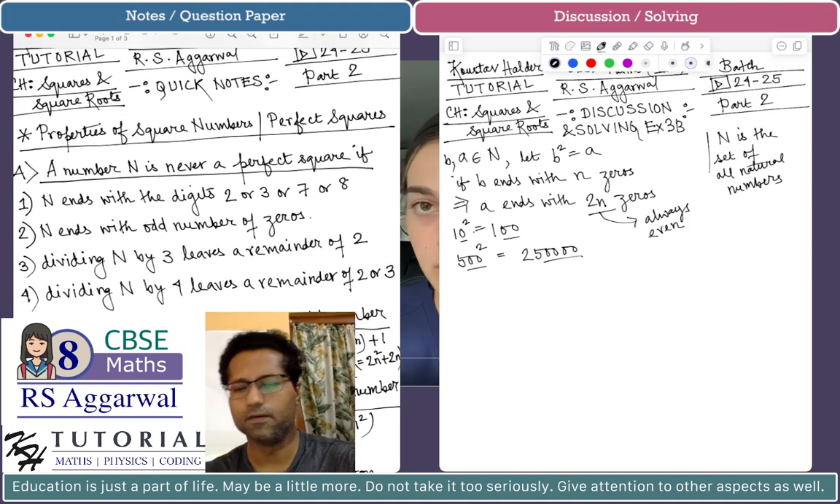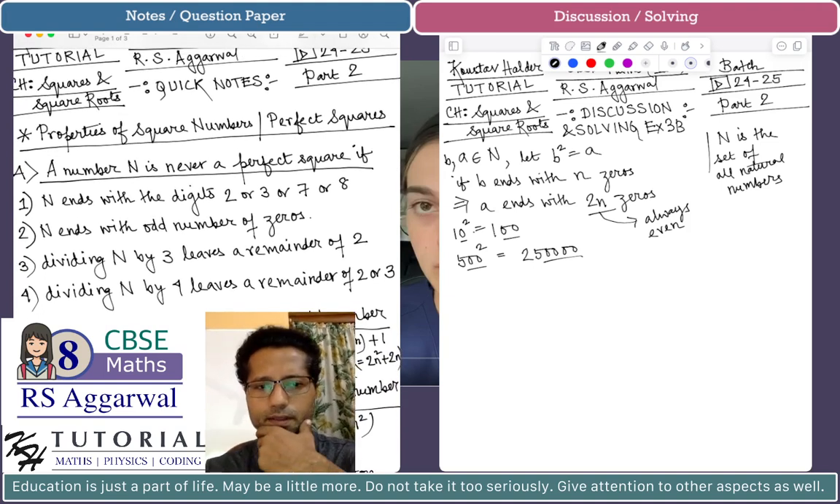Also, for a given number n, if you divide it by 4 and it leaves a remainder either 2 or 3, then also the number is not a perfect square. These two things you have to remember. Given a number, you can quickly check whether it's a perfect square or not. You divide it by 3. If it leaves a remainder 2, it is not a perfect square. And if you divide it by 4, if it leaves a remainder 2 or 3, then it is also not a perfect square.